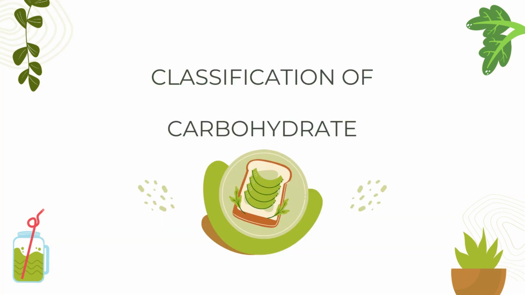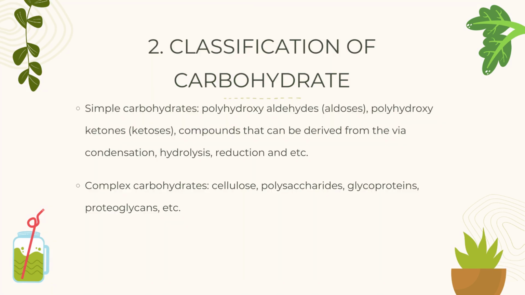Moving on to the classification of carbohydrate. Classification of carbohydrates can be divided into two. Simple carbohydrates, for example ketoses, aldoses, and any compounds that can be derived from them via a few processes like condensation, hydrolysis, and also reduction. Next is complex carbohydrates, for example cellulose, polysaccharides, glycoproteins, and proteoglycans.